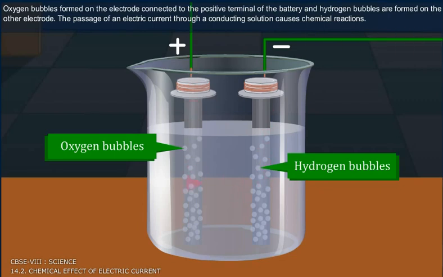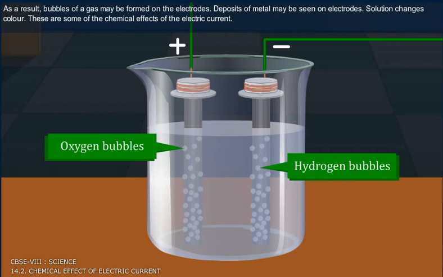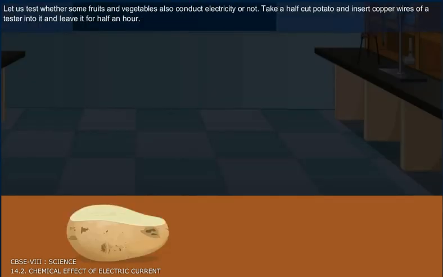The passage of an electric current through a conducting solution causes chemical reactions. As a result, bubbles of gas may be formed on the electrodes. Deposits of metals may be seen on the electrodes. Solution changes color. These are some of the chemical effects of the electric current.